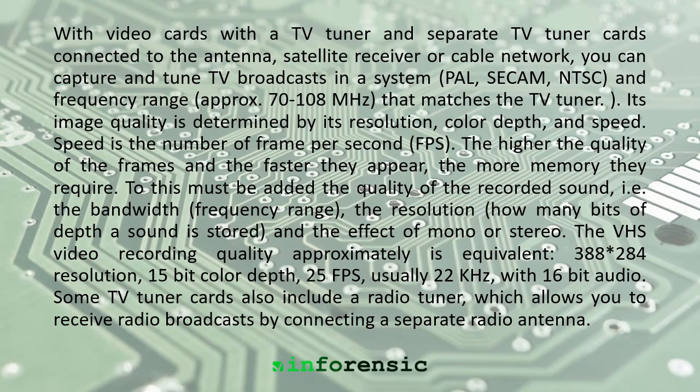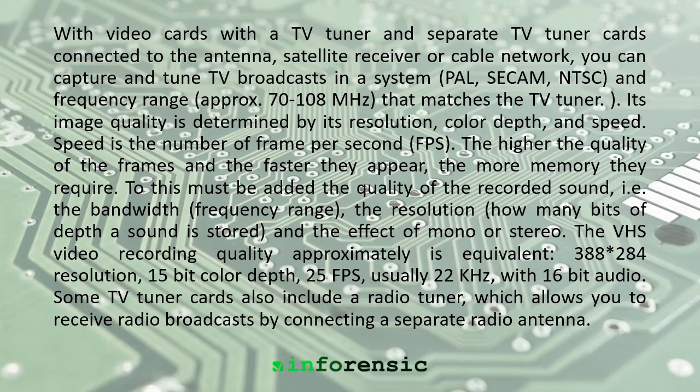With video cards with a TV tuner and separate TV tuner cards connected to the antenna, satellite receiver or cable network, you can capture and tune TV broadcasts in a system, PAL, SECAM, NTSC, and frequency range, approx. 70 to 108 MHz, that matches the TV tuner. Its image quality is determined by its resolution, color depth, and speed. Speed is the number of frames per second, FPS. The higher the quality of the frames and the faster they appear, the more memory they require.